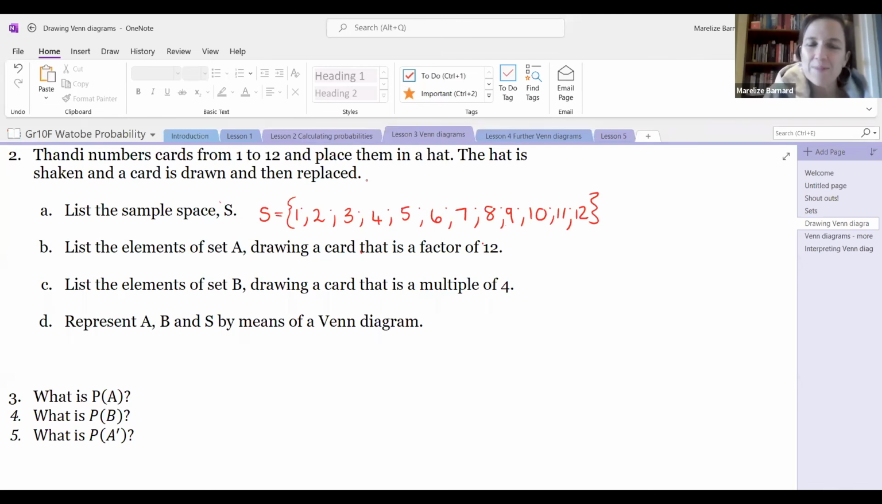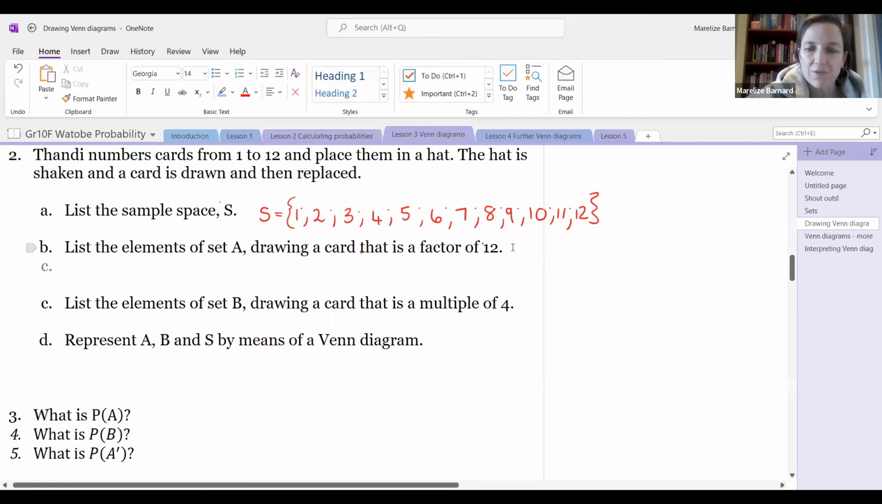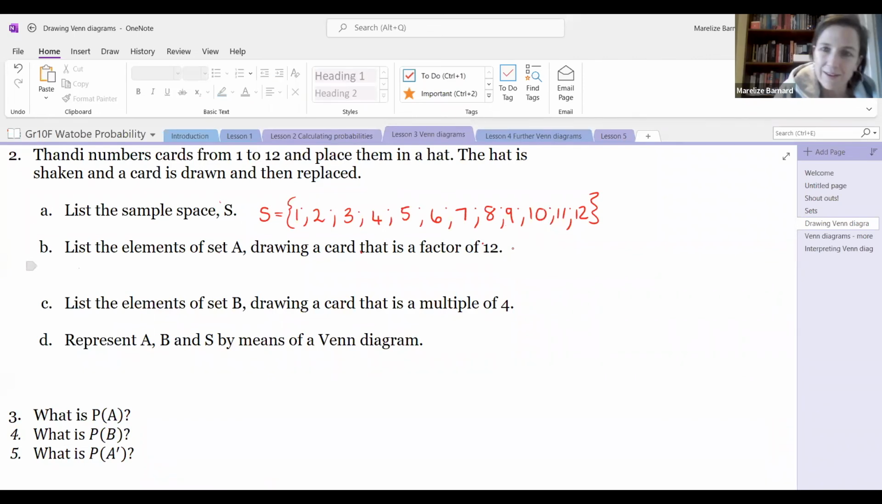So there's our sample space. And then the elements of S, drawing a card that is a factor of 12. Pop that in the chat for me. Let's see the sample space or the elements of set A, drawing a card that is a factor of 12. Hello, anybody? Factors of 12, the numbers that can divide. Oh, there's Andiswa.